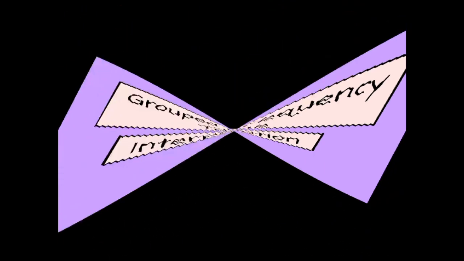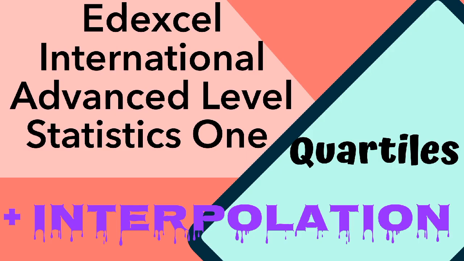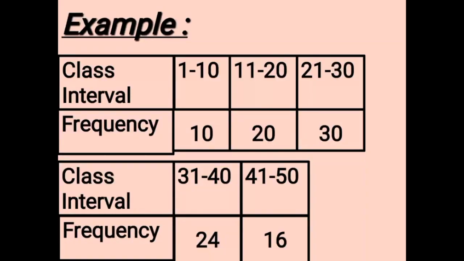When data are presented in a grouped frequency table, you can use a technique called interpolation to estimate the percentiles. When interpolation is used, we assume that the data values are evenly distributed within each class. In my previous statistics video, we learned how to find the quartiles in discrete data and in a grouped frequency table using interpolation. So now let's take a look at how to find percentiles using interpolation.